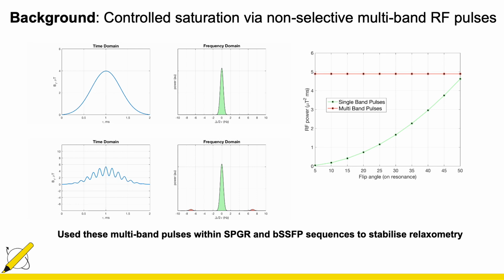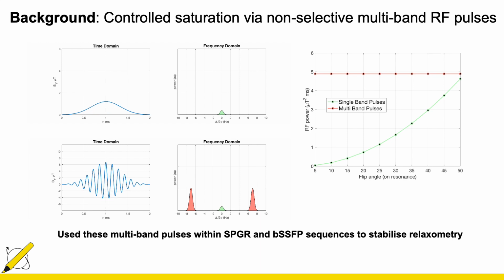The solution to this proposed by Rui was to employ multiband RF pulses, such as the ones shown in the bottom cartoon. Now, these types of pulses are usually used for simultaneous multi-slice imaging at the moment, but in this case, there was no underlying slice select gradient. This was non-selective imaging. Instead, the additional bands shown in red are placed at a high frequency offset from the water resonance, so they don't do any excitation, but they do saturate the magnetization in the semi-solid.